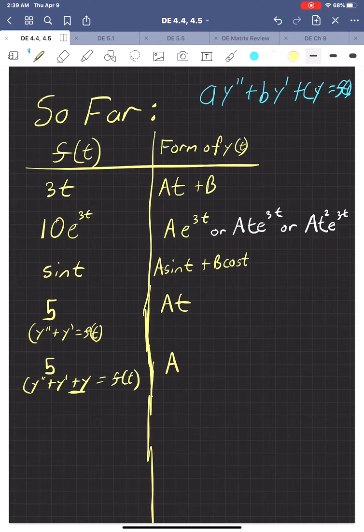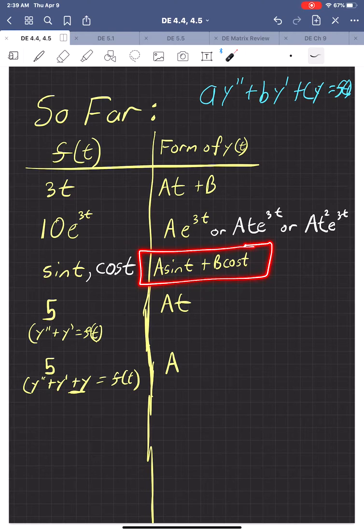Now, I also want to go ahead and make a statement that we did an f of t for sine, right? And we found that the form of y would be a sine of t plus b cosine of t. But just to go ahead and spur the question, what if it would have been equal to cosine? Would you have done anything differently? Well, no, you still would go with the same form of y.